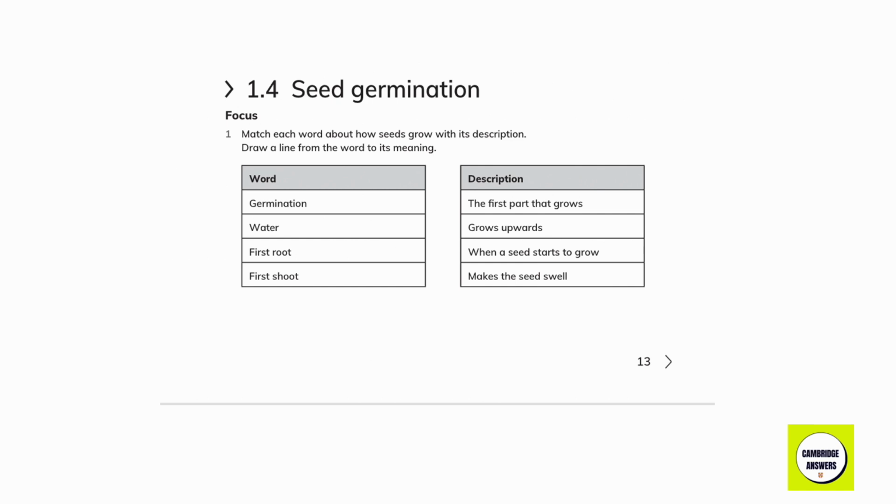Exercise 1.4 Seed Germination. Match each word about how seeds grow with its description. Draw a line from the word to its meaning. Germination. When a seed starts to grow. Water. Makes the seed swell. First root. The first part that grows. First shoot. Grows upwards.